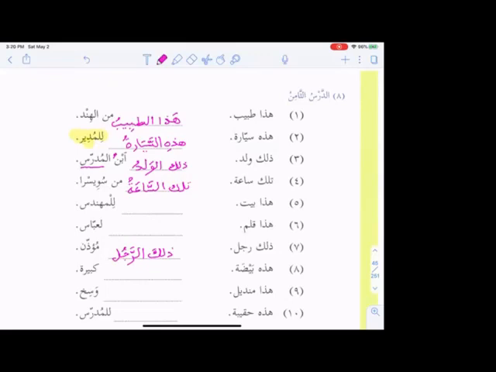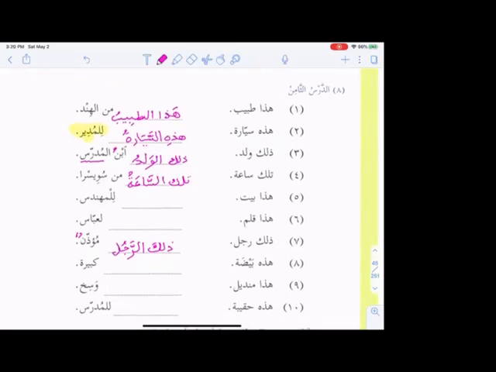Rajulu, that man is a muazzinun. Hadihi baydatu. This is an egg. What will you say? Hadihi baydatu. This egg is very big, kabiratun. Hada mindilun. This is a handkerchief. Mubtada khabar. Now you change it into this handkerchief. What will you say?